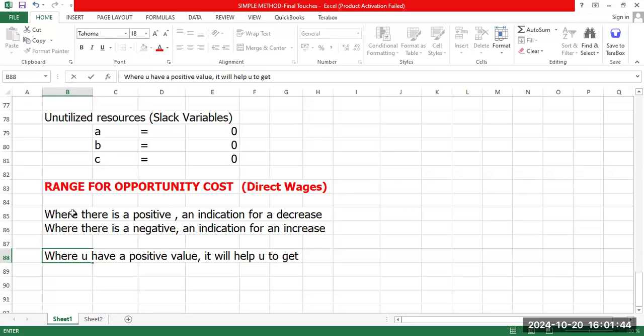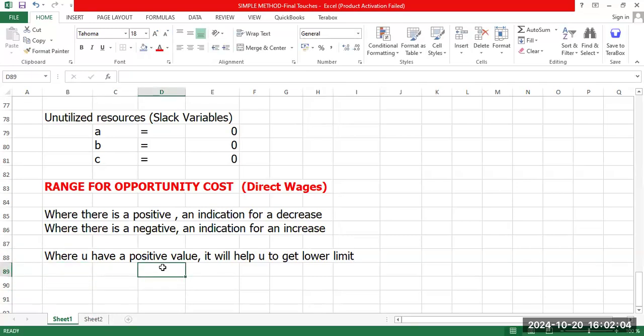It will help you because here we are saying where there is a positive value, it's an indication for a decrease. So it will help you to get a lower limit. A decrease means that the original value is going to decrease, and now the new value will be your lower limit. What am I trying to mean?